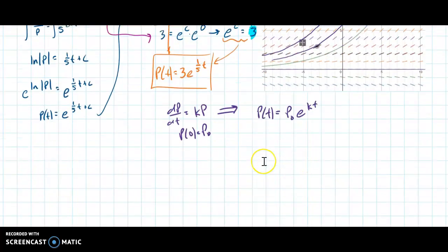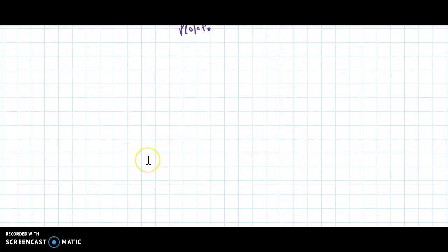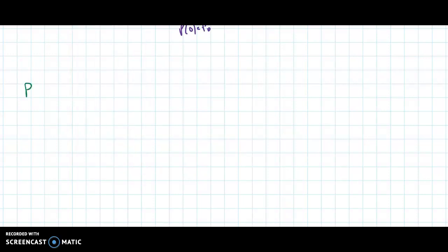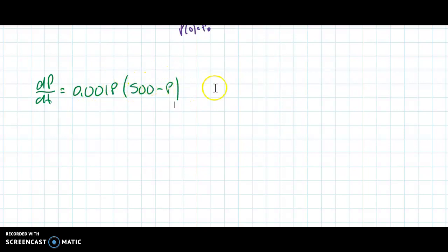So I'm going to give you a new equation here that has a carrying capacity. This one will be, go to green, and this is a logistic model right here. dp/dt, which is the growth rate over time, is equal to 0.001 times p, open parentheses, 500 minus p. This number could be smaller or bigger or whatever. Really, the key is that I've got the p here and the something minus p here.